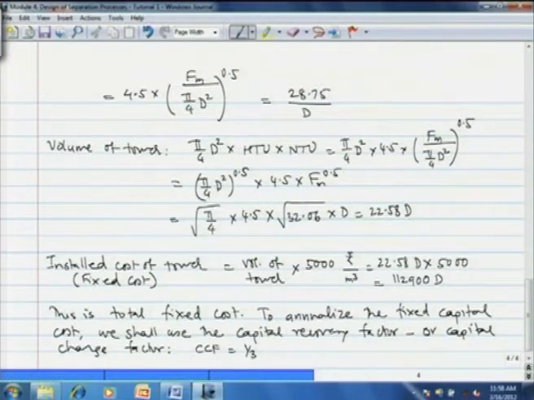Capital charge factor is the acronym that we are going to use, CCF, and the typical value of this is 1 by 3. We shall deal with these things in greater detail in module 8 when we shall see the project economics. There are always two types of cost associated with every equipment. The first cost is the fixed cost or the capital cost for the equipment, and second is the operating cost. The fixed or capital cost is a single time cost and the operating cost is a recurring cost.